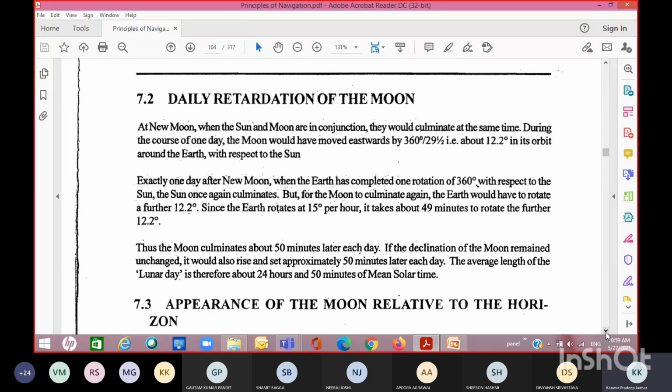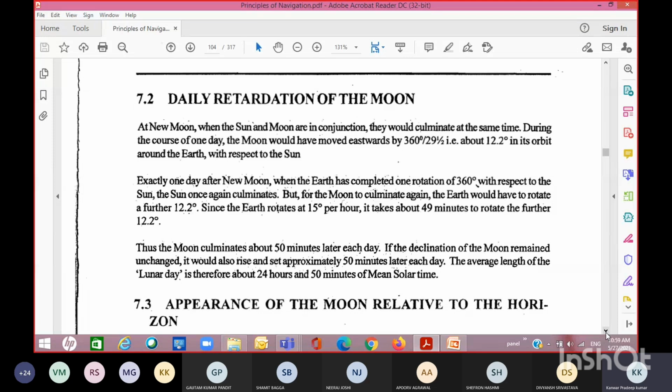At new moon, the sun and moon are in conjunction because they're in one line. They will culminate at the same time. Culminate means coming on the meridian. During the course of the day, the moon would have moved eastwards by about 12.2 degrees in its orbit around the earth with respect to the sun.